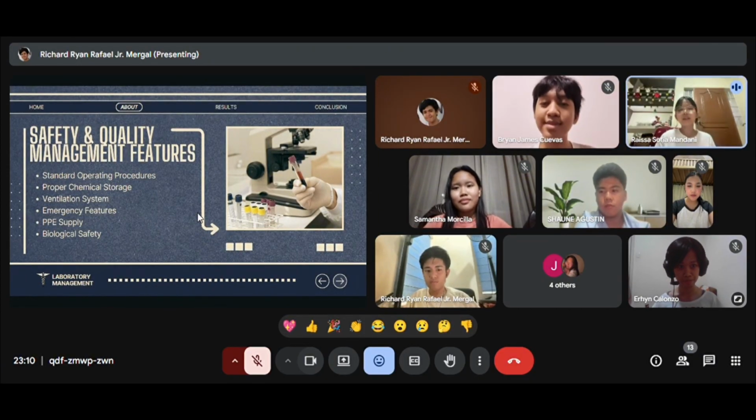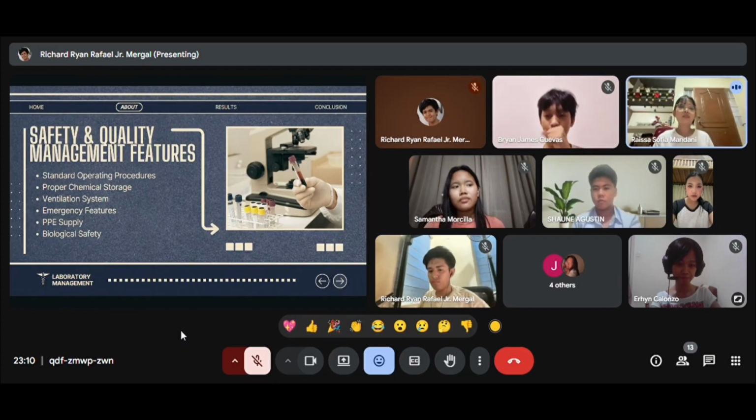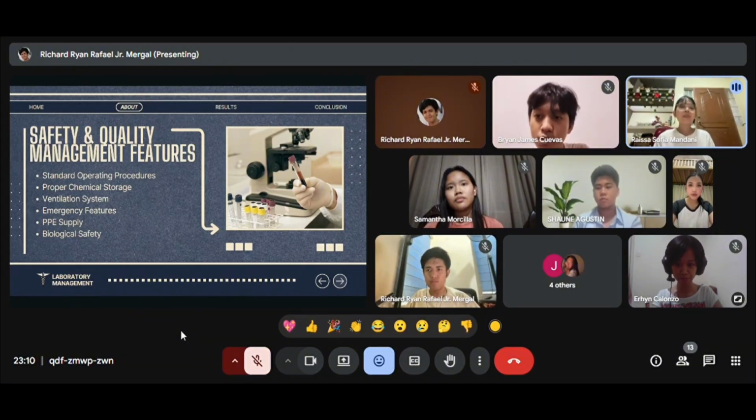So since we are working in a healthcare field, we have to ensure the quality of our results. So we have to have the following safety and quality management features, which first is our standard operating procedures, which are the step-by-step guidelines that ensure all lab tasks from pre-analytical to post-analytical are done safely and consistently. Next is proper chemical storage, where chemicals are organized by hazard class with low-risk reagents in storage rooms and higher-risk ones kept in biosafety cabinets or fume hoods to prevent harmful exposure.